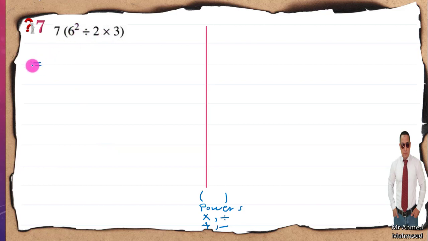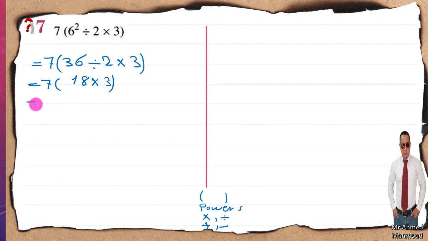So it will be 7, open brackets, 6 power of 2 equals 36, divided by 2 times 3. Okay, now inside the brackets there is divided and times. Which one is first? The first one is the left one. So 36 divided by 2 is first. So it will be 7, open brackets, 36 divided by 2 equals 18, and here times 3. Now I have inside the brackets 18 times 3.